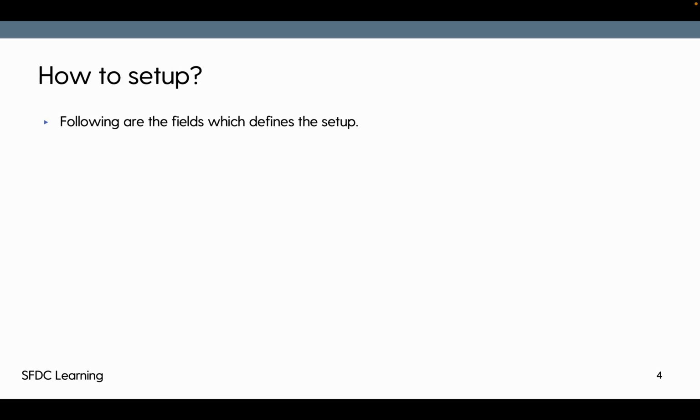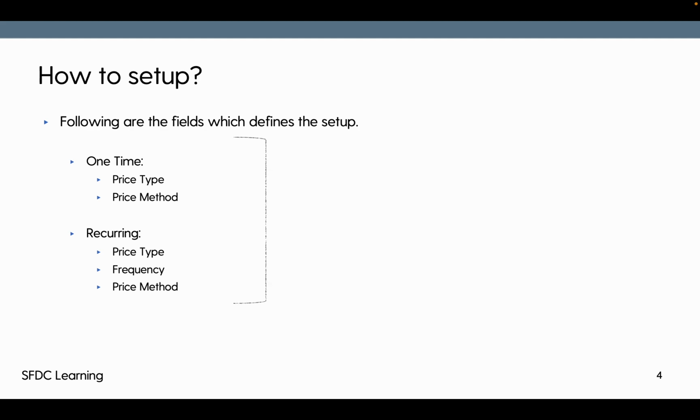Now, how to set up? So these are the fields which define the setup. For one-time, there is a field called price type. There's a field called price method. For recurring product or recurring pricing, there is a field called price type, frequency, and price method. Now, where are these fields available? Where can we find these fields? So these fields are available on the price list item.